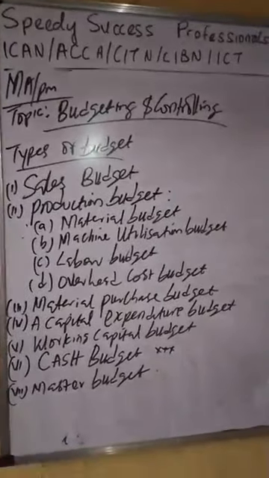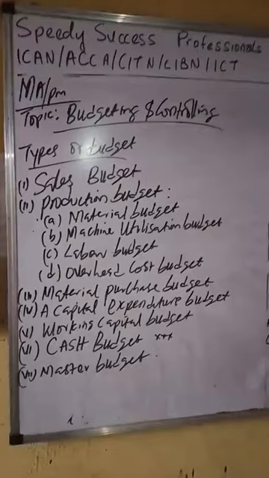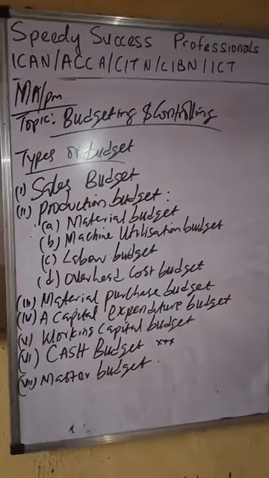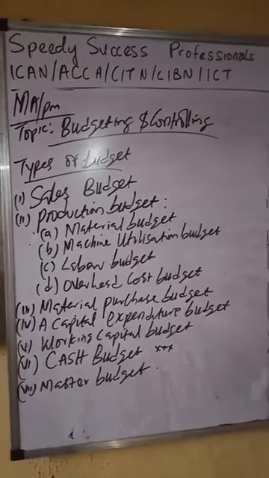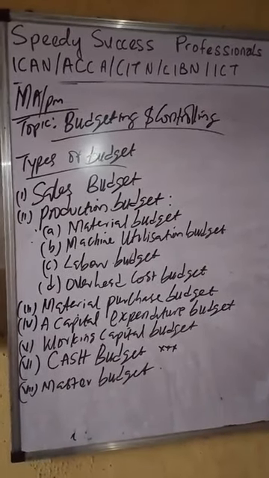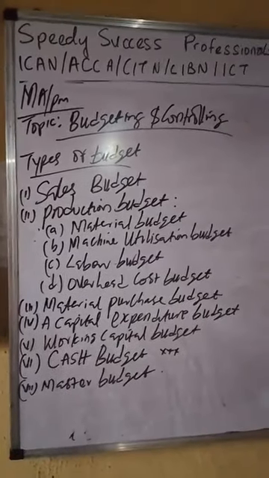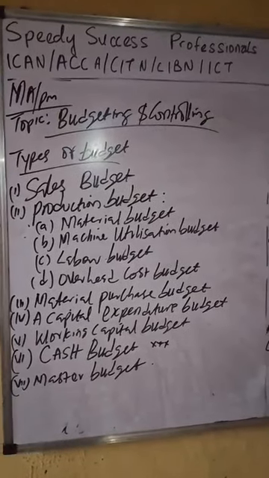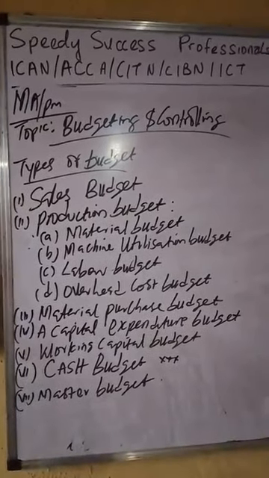My aim today is to quickly show the various budgets for those of us in the management accounting class, performance accounting class, and every other budget-related classroom. We have the following budgets, which we classify as functional budgets. We have sales budget, production budget, material budget. That is material usage budget, and then we have machine utilization budget.